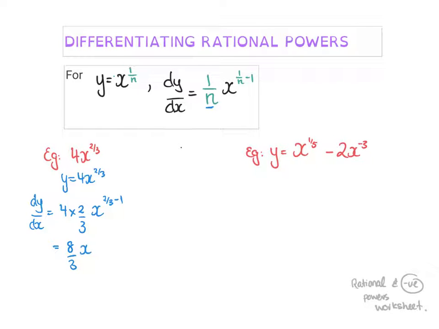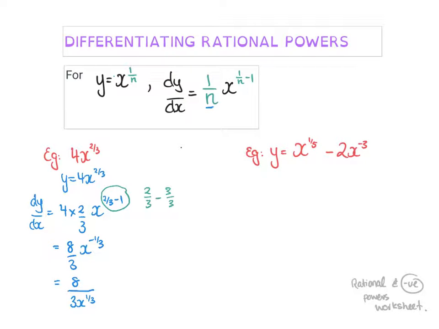Now, we have to think about our fractions here. If you've got 2/3 minus 1, which could be written as 3 over 3, you're going to get negative 1/3. So this is how I end up with x to the power of negative 1/3. Now, if we don't want negative powers, which they often don't, we would just pop that x down the bottom and it would look like that.